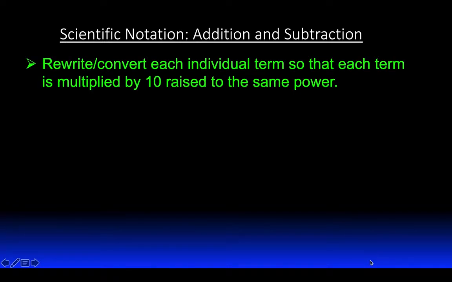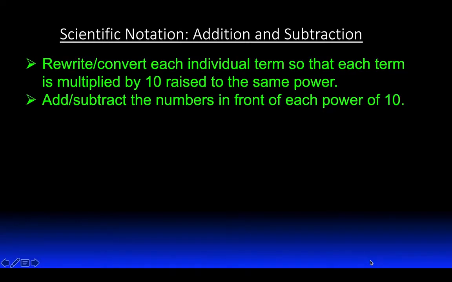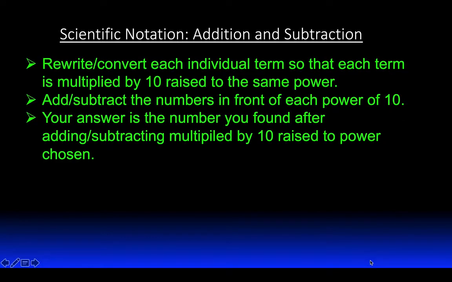When we add or subtract numbers written in scientific notation, we're going to rewrite or convert each individual number so that each term is multiplied by 10 raised to the same power. After that, we will add or subtract the numbers in front of each power of 10. And after that, our answer is going to be the number we found multiplied by 10 raised to whatever power we chose to raise it to in the first step.